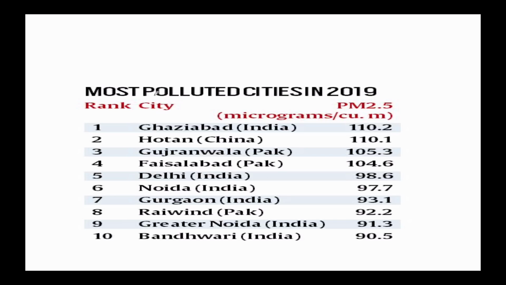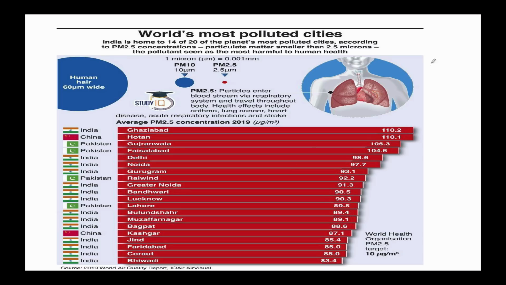Now see the most polluted cities in 2019. Ghaziabad in India, UP, at number 1, then at number 5 Delhi, then Noida, Gurgaon, Greater Noida, and even Bandhwari is also in India. You can even take a screenshot of this. This is the world's most polluted cities, and the name of the country is given along with the city.